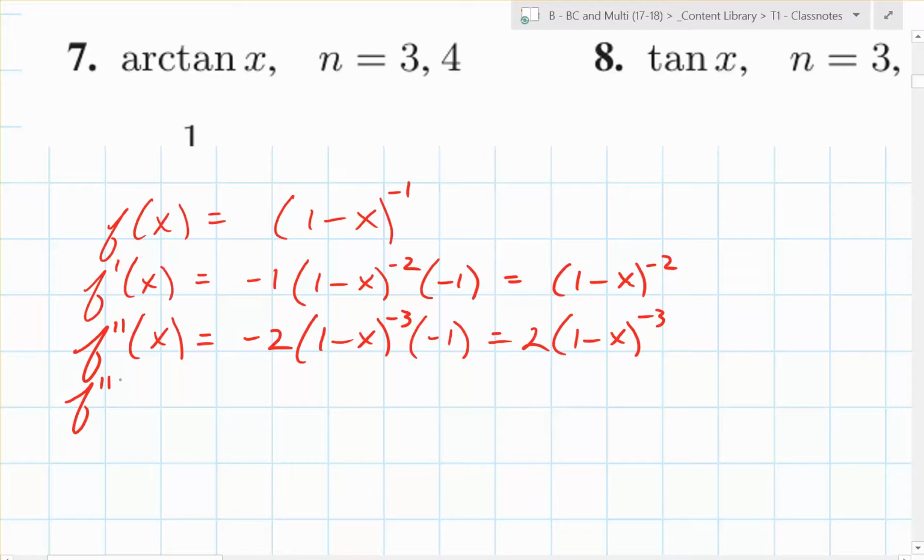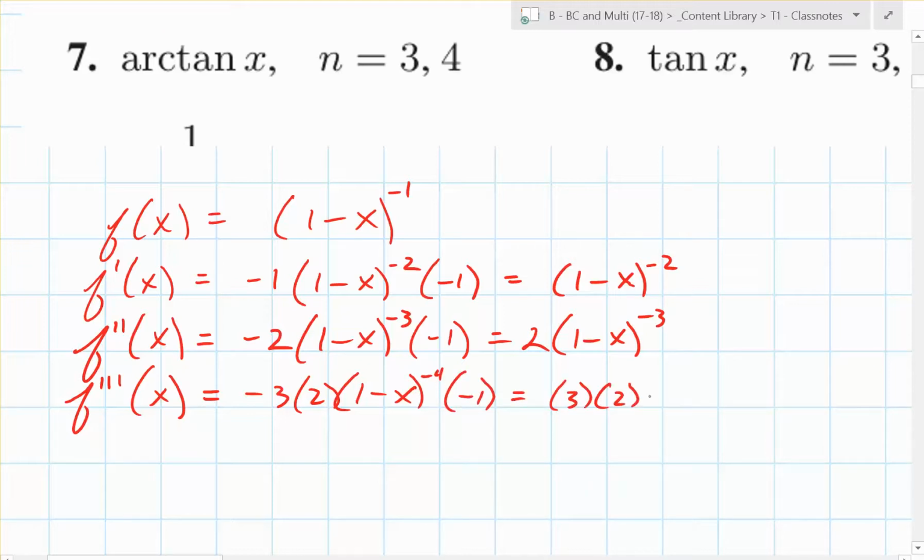So then you keep on doing this, and eventually what do you theoretically see? Negative 3 times 2 times 1 minus x to the negative 4 times negative 1. So what does that turn into? 3 times 2 times, I'll put in the 1 there just for added effect, to the negative 4. Do you see a pattern developing, everybody?